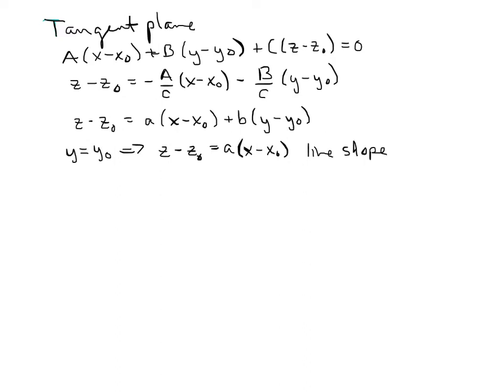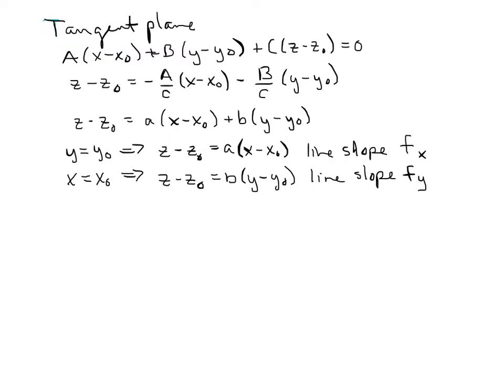with a slope, because y is constant, of the partial derivative of the function with respect to x. And if I do the same thing with x, so if I keep x constant, then if I'm considering slope, it would be the partial of f with respect to y. If I keep x constant with this equation of the plane, I get z minus z naught is equal to b times y minus y naught. Now here's a different line, and this one has a slope of the partial of f with respect to y.